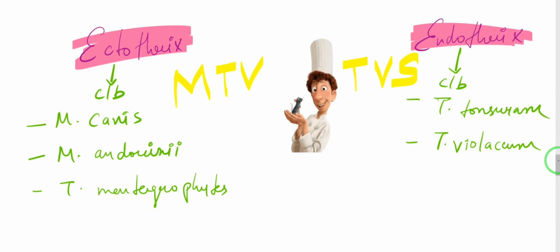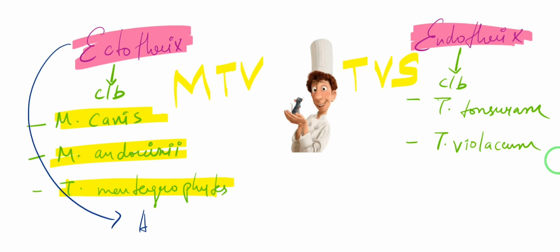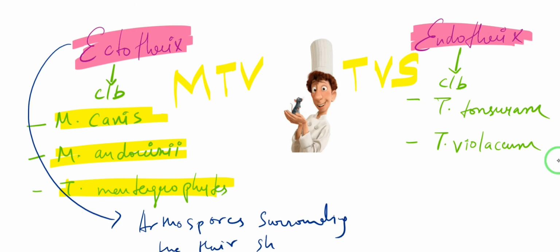So ectothrix is caused by these three species. We have Microsporum canis, we have Microsporum audouinii, and we have Trichophyton mentagrophytes again. Trichophyton mentagrophytes was causing kerion also. So in ectothrix, we are seeing the arthrospores, which are nothing but the asexual spores, right? The arthrospores are just surrounding the hair shaft. They are not invading it. So we see these arthrospores, which are asexual spores, surround the hair shaft.